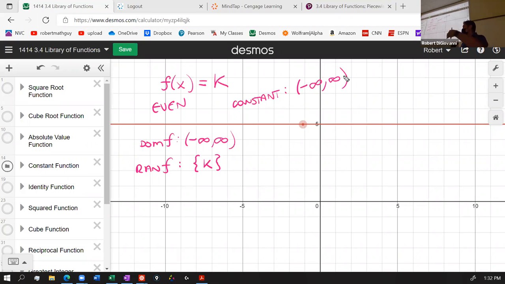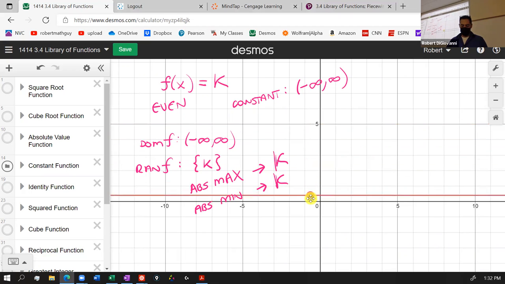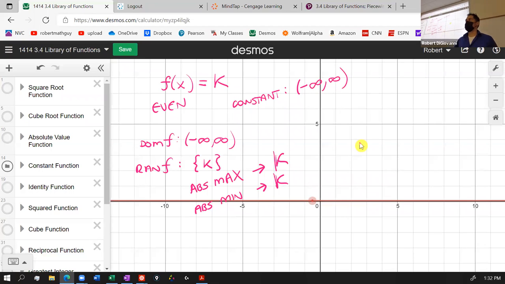This only works for flat lines. Your highest and lowest points are the same point. So the absolute max is actually K, the value, and the absolute minimum is also K. Are we missing anything? Intercepts. Do we have any x-intercepts? Not in that picture, right? But what if I put the line on the x-axis? Then every point would be an x-intercept, right? That's a special scenario though. So it is possible that every point on the x-axis is an x-intercept. But other than that, we will have no x-intercepts, right?